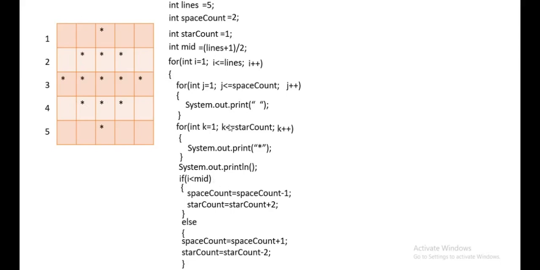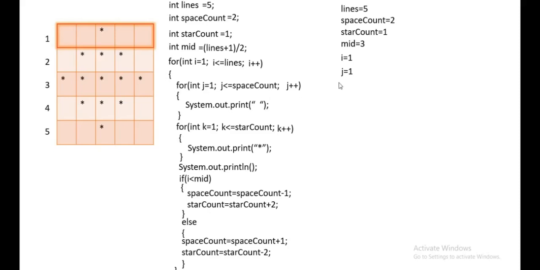Let's see the logic behind this. First of all, declare and initialize these 4 variables. Then comes this for loop, int i equal to 1, i less than or equal to lines. First of all, because i equals 1, line 1 is selected. Then 1 less than or equal to 5, the condition is true, so it comes to this for loop.